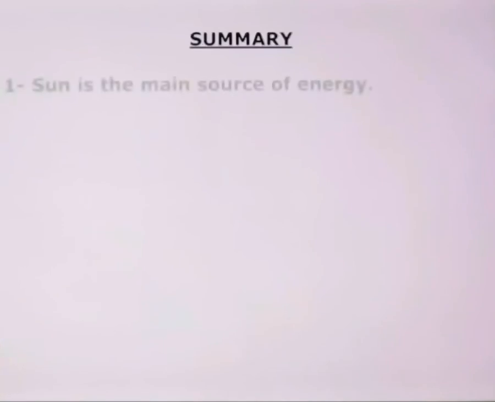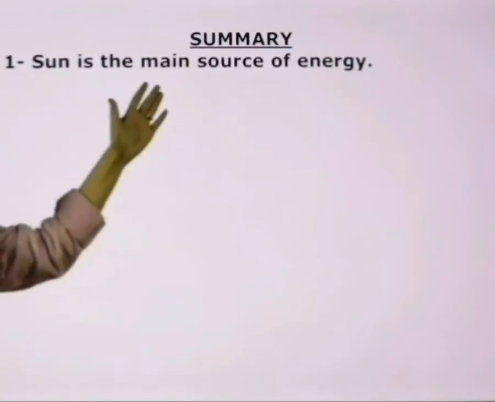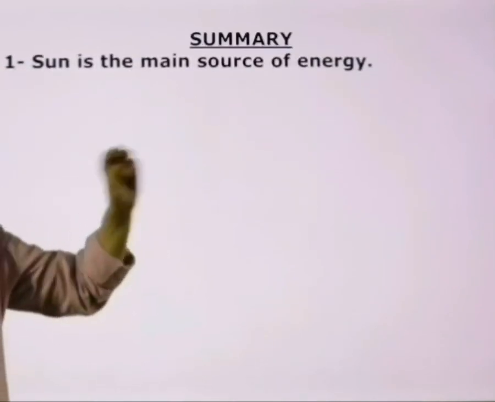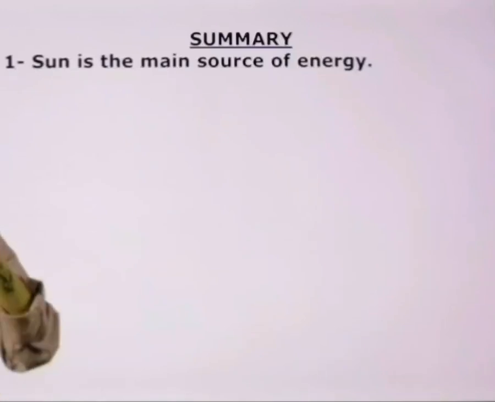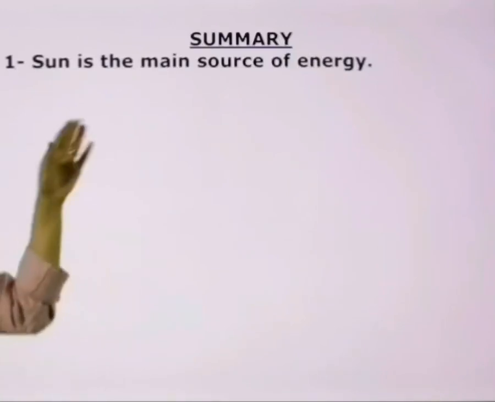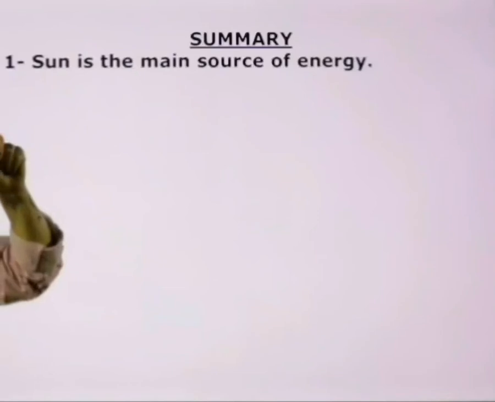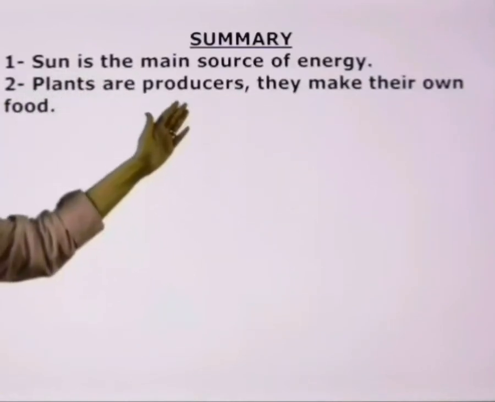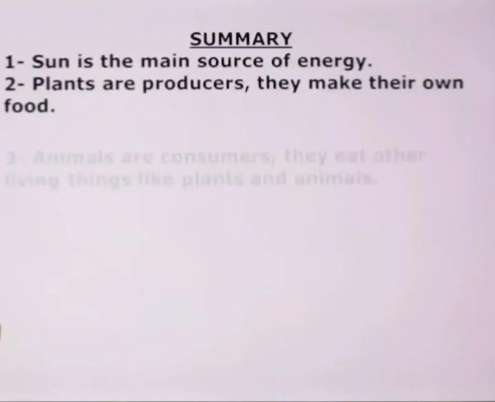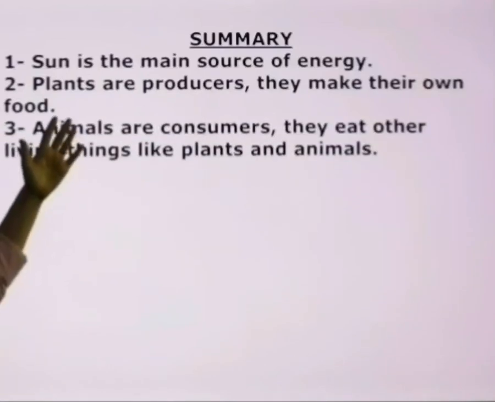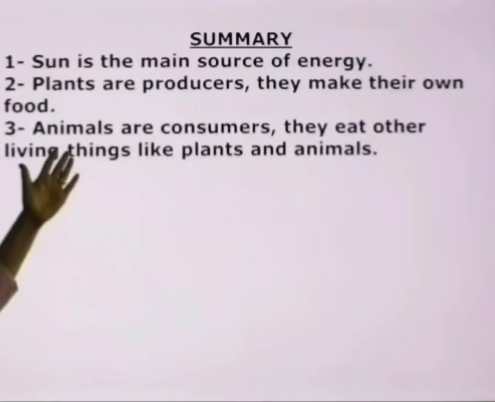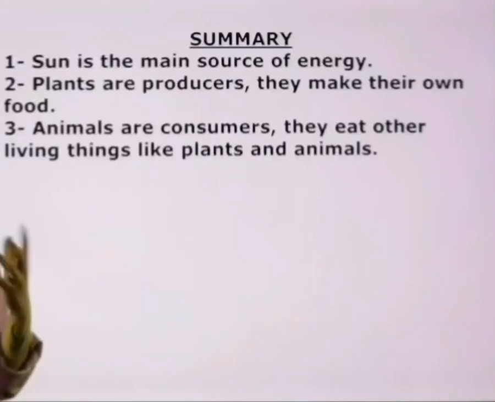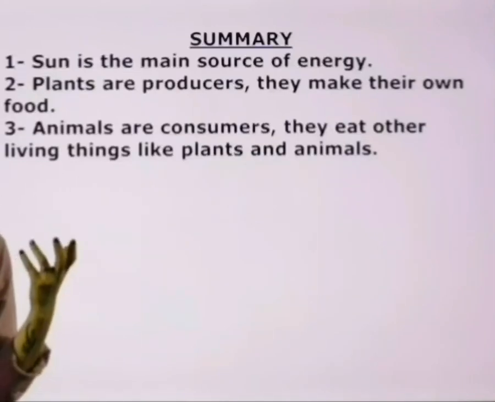Let's go to the summary now. The sun is the main source of energy. Do not forget, whenever you want to make a food chain, you have to start with the sun because it's the source of energy. It's the first source of energy. Plants are producers because they make their own food themselves. Animals are consumers. They eat other living things like plants and animals. We, people, are consumers.